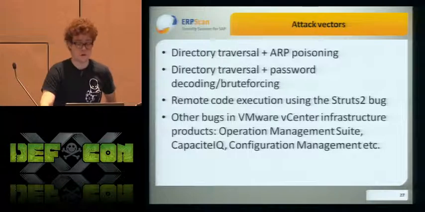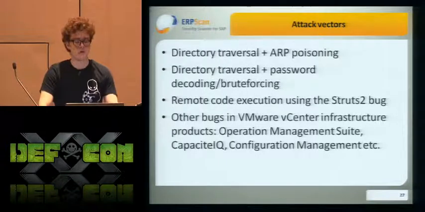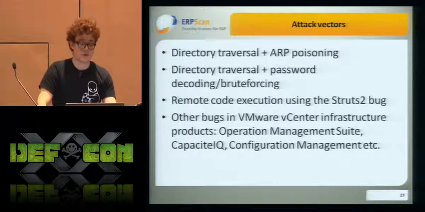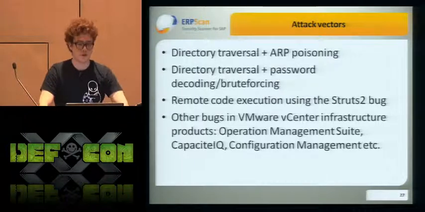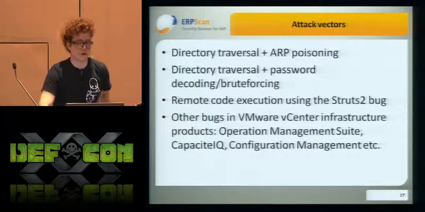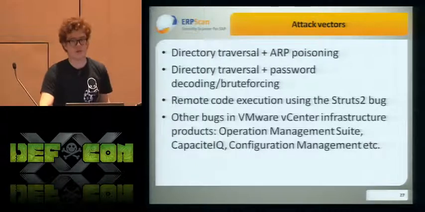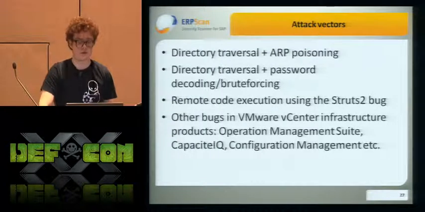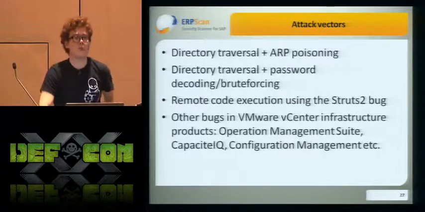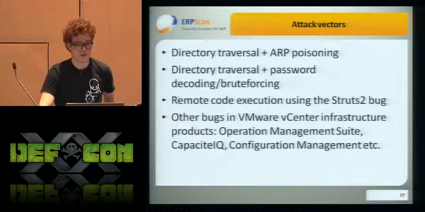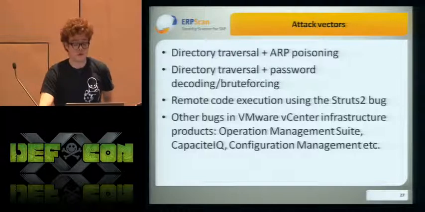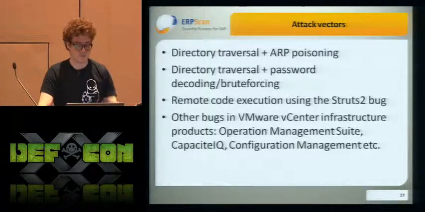So there are 4 vectors to attack vCenter. We found directory traversal and ARP poisoning, directory traversal and password decoding with brute forcing, and remote code execution using the Struts bug. Also, there are a lot of products that work with vCenter, like Operations Management Suite, Capacity IQ, Configuration Manager. They all have some sort of credentials for vCenter. So there may be other vulnerabilities in the system. So if you have one, you may think about how to make it more secure.